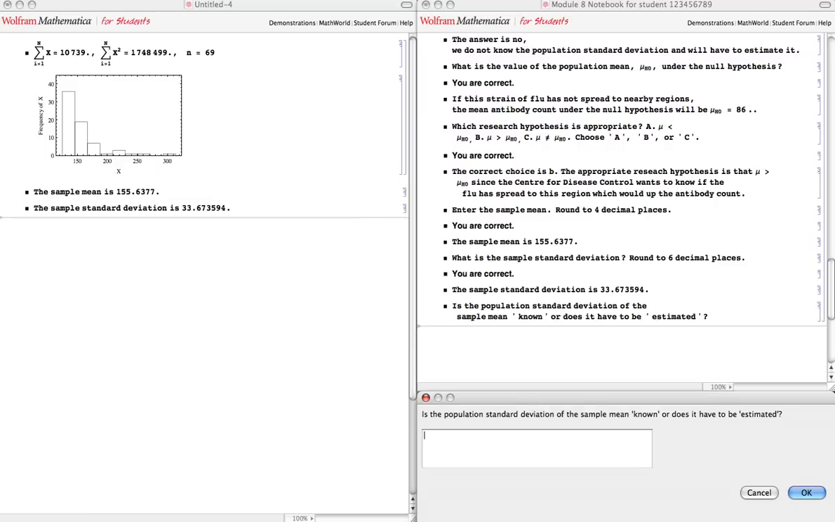Is the population standard deviation of the sample mean known, or does it have to be estimated? For us to know the standard deviation of the sample mean, we would have to know the standard deviation of the population. Therefore, we have to estimate the standard deviation of the sample mean from the sample standard deviation. So I'm going to put in estimated.